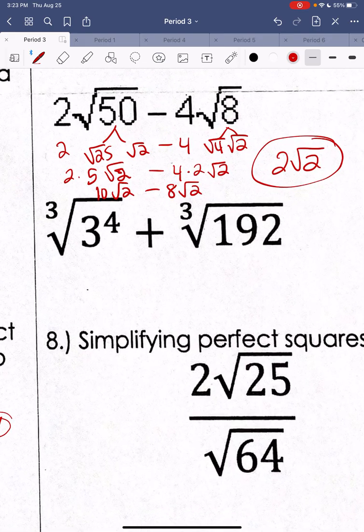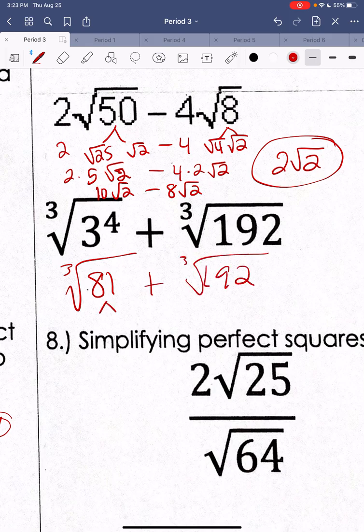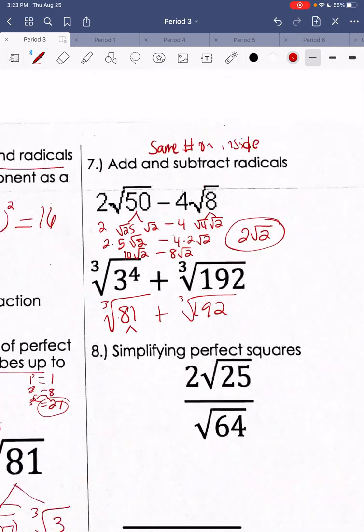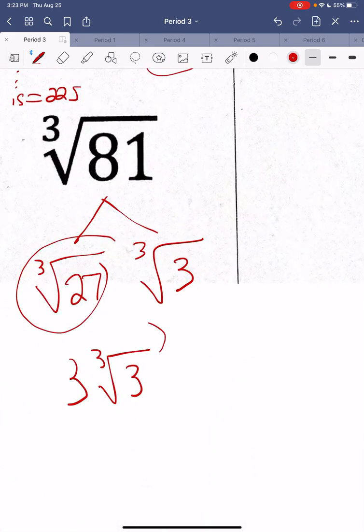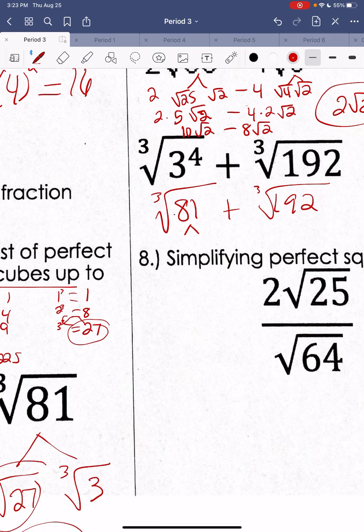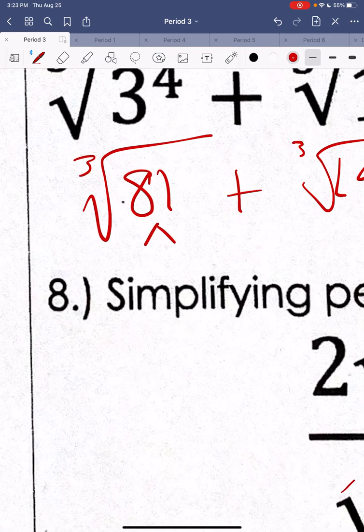The next question is very similar, but it has cubes and an extra step. This does not say 34, it says 3 to the 4th power. So that means 3 times 3 times 3 times 3. Well, when you do that math, you should not get 12, you should get 81 plus the cube root of 192, and now we can break those down. So we could break down 81, or we could remember that we did that over here. It was 27 and 3, which became 3 cube root of 3.